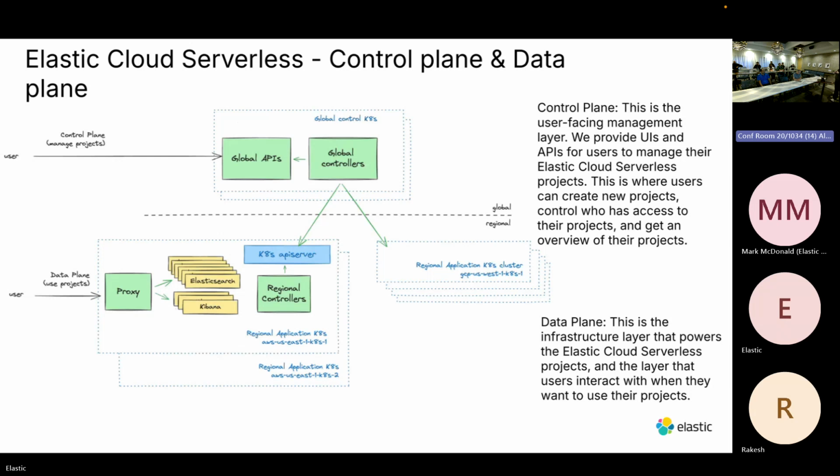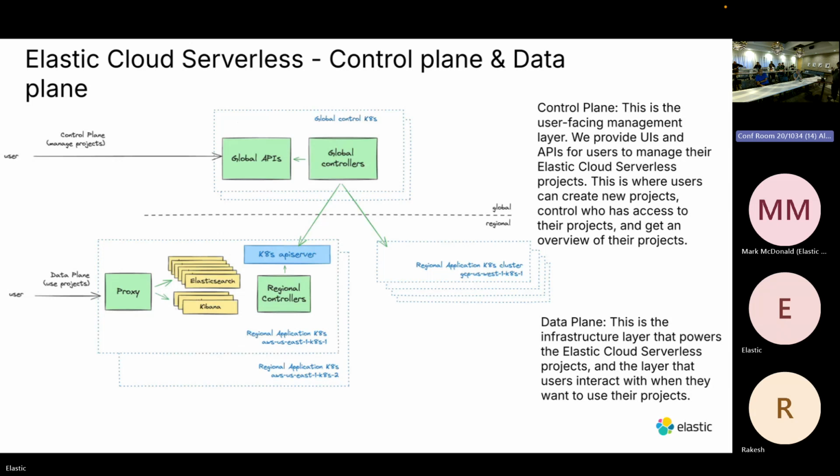So for those who are not fully aware of how we define those terms, I have some definitions. At a very high level, control plane is the layer which manages all the management that the customers do, right? So if you need to manage your project, or if you need to create a project, you would send out a request that goes to the control plane. Data plane is the layer where your actual data gets stored on the Elasticsearch side, right? That's a whole infrastructure which works so that they can power your particular Elastic Cloud Serverless project, right?